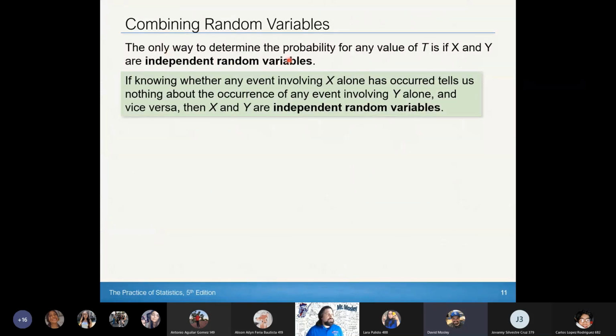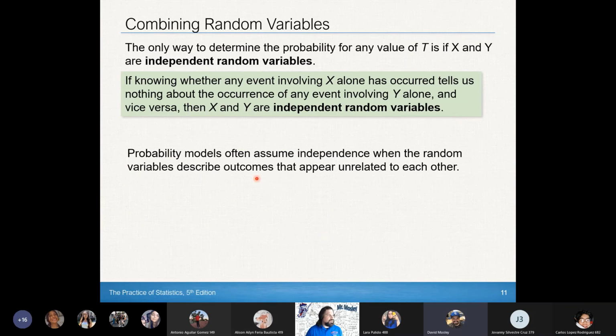The only way to determine the probability for any value of t is if x and y are independent random variables. So before I can determine probability, calculate variance, standard deviation, and things like that, I need to determine: are these independent random variables? Recall, if knowing whether any event involving x alone has occurred tells us nothing about the occurrence of any event involving y alone, and vice versa, then x and y are independent random variables. So knowing one can't influence the result of the other one.